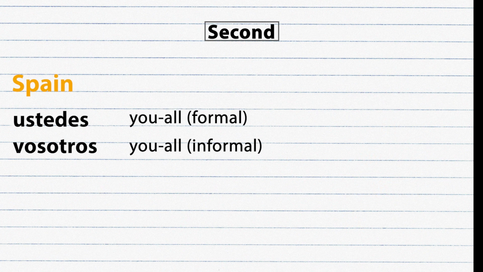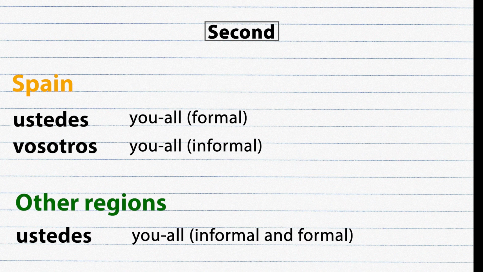The second difference, which is also the key difference, is in the pronouns. We will talk about the pronouns later on in the video. In Spain, the second person plural pronoun ustedes is used in formal situations, while vosotros is used in informal situations. While in other regions, the second person plural ustedes is used regardless of the level of formality. For the sake of simplicity, in this video we will focus on Latin American Spanish, since we will have one less conjugation to worry about, and after you master the basic conjugations, you can always learn about vosotros later on.